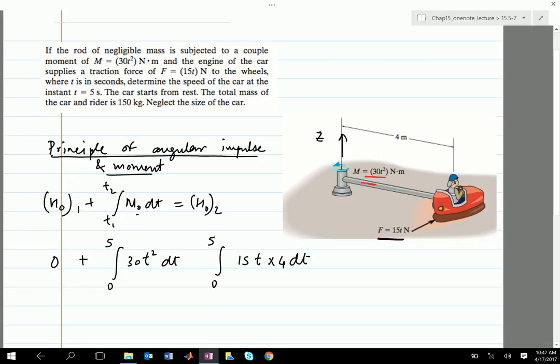Again, the question is, what is the sign? So 15t times r. R is this 4 meters. So the moment about the z-axis, the way I've shown it, is going to be in the counterclockwise direction when seen from top, or in other words, it's going to be the same direction as z. So it's going to be positive.